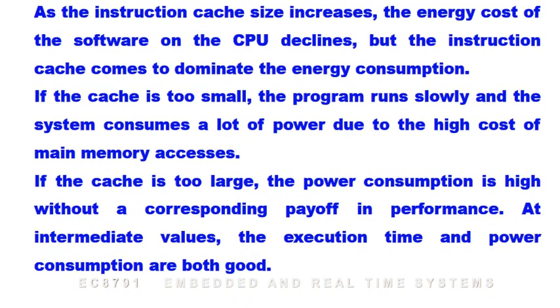As the instruction cache size increases, the energy cost of the software on the CPU declines. But the instruction cache comes to dominate the energy consumption. If the cache is too small, the program runs slowly and the system consumes a lot of power due to the high cost of main memory access. If the cache is too large, the power consumption is high without a corresponding payoff in performance. At intermediate values, the execution time and power consumption are both good.